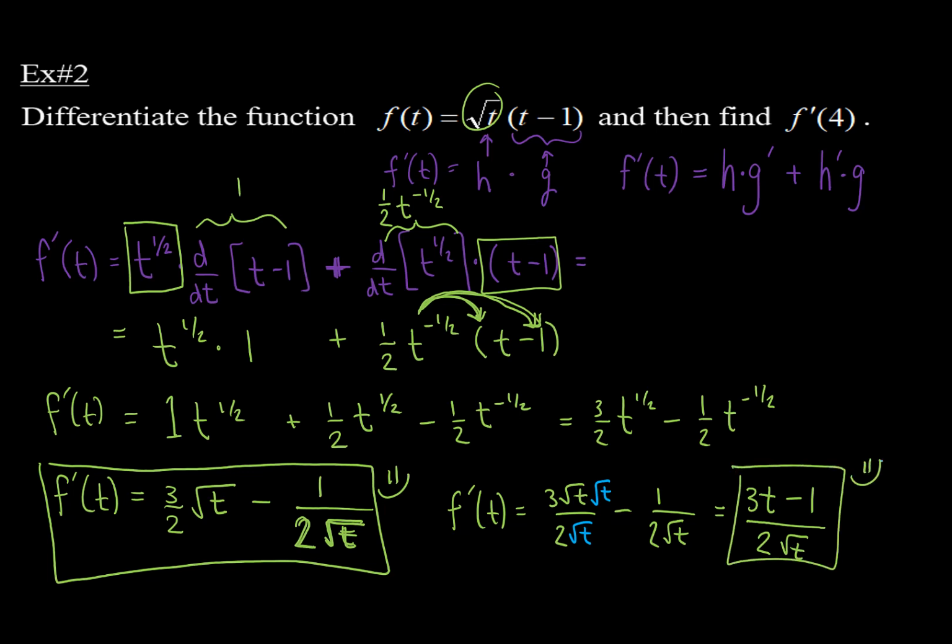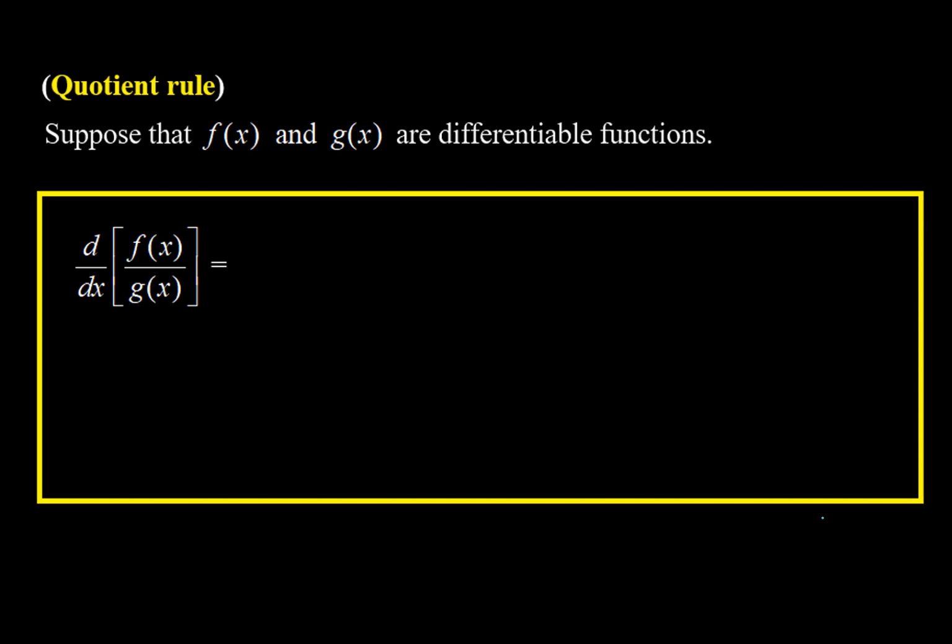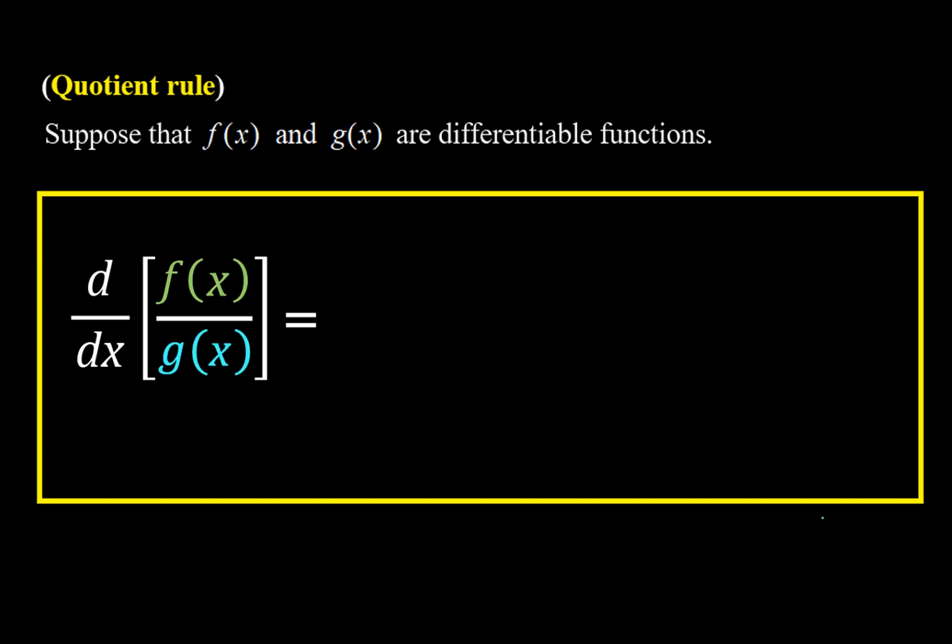So either one of those answers is acceptable. When we get on into later sections, we do have to write it in this more condensed form. This next rule is the quotient rule. Again, let's color code this. We're going to consider f of x and g of x, and let's consider the fact that both of them are differentiable functions.